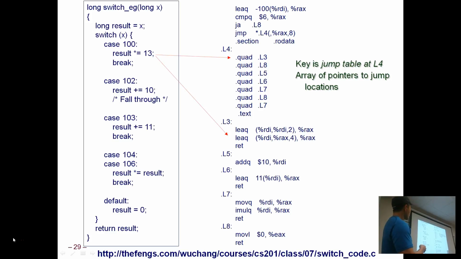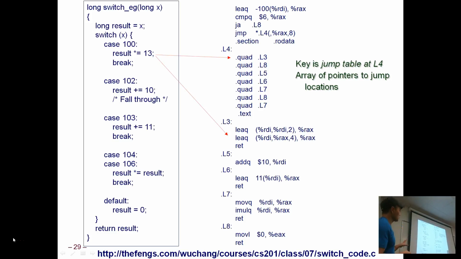One of the things is that if the number is between 0 and 100, as soon as you do this LEA quad, you get that wraparound. You get this large negative number, which in this unsigned compare is going to give you the default condition.